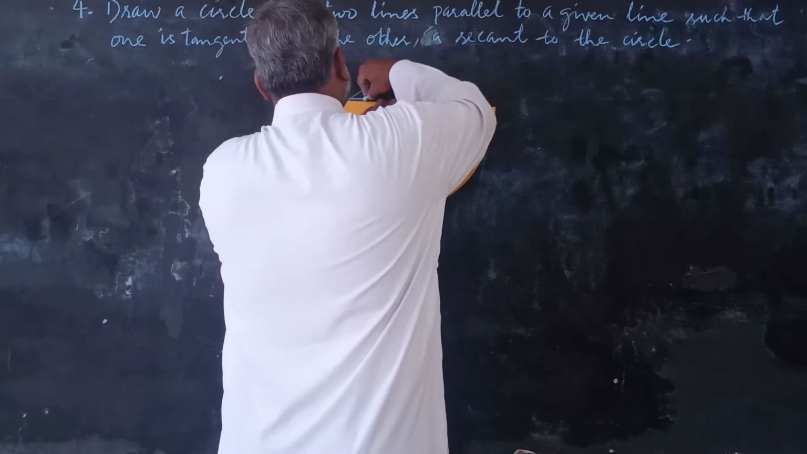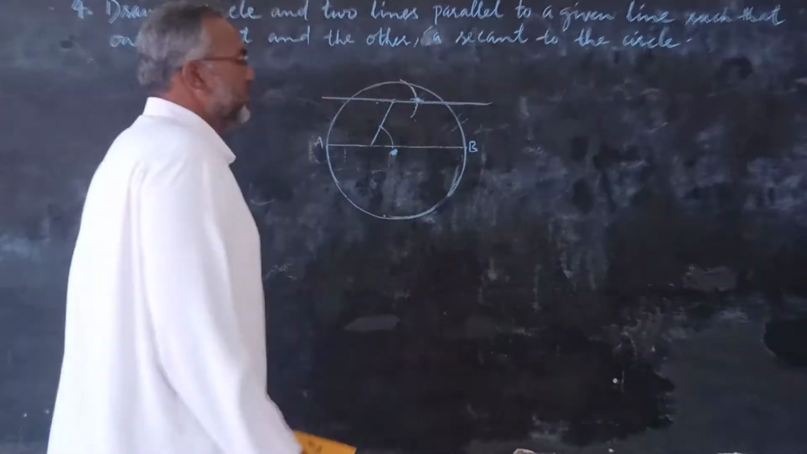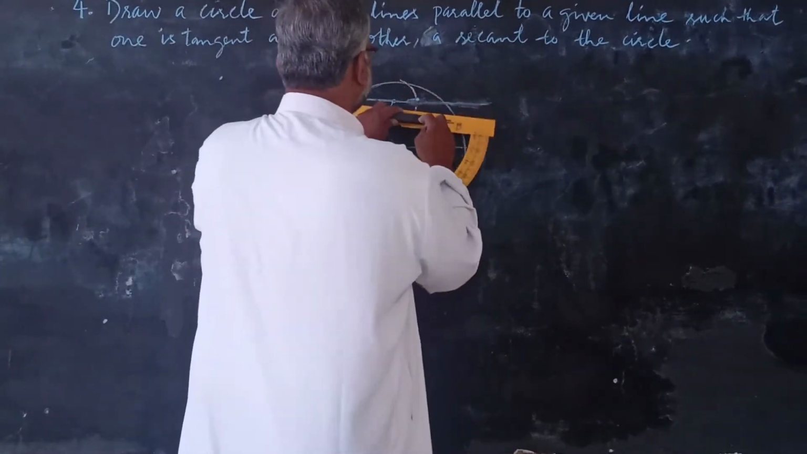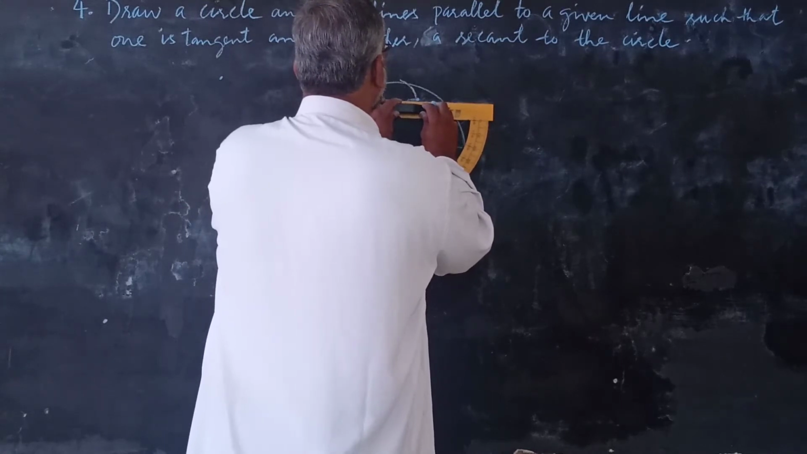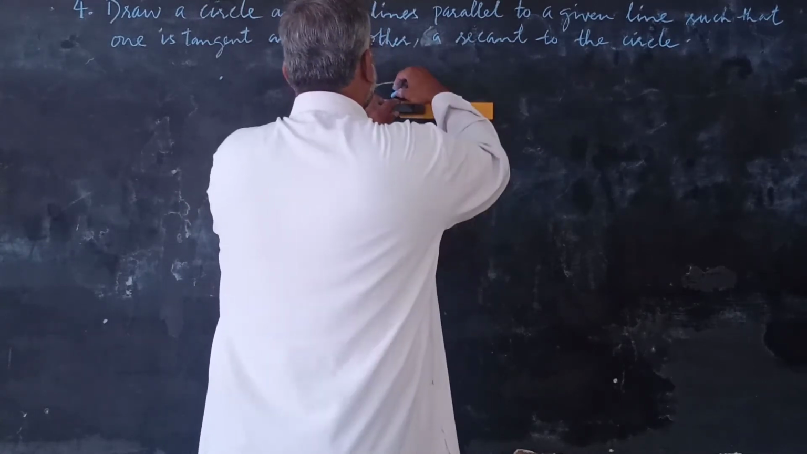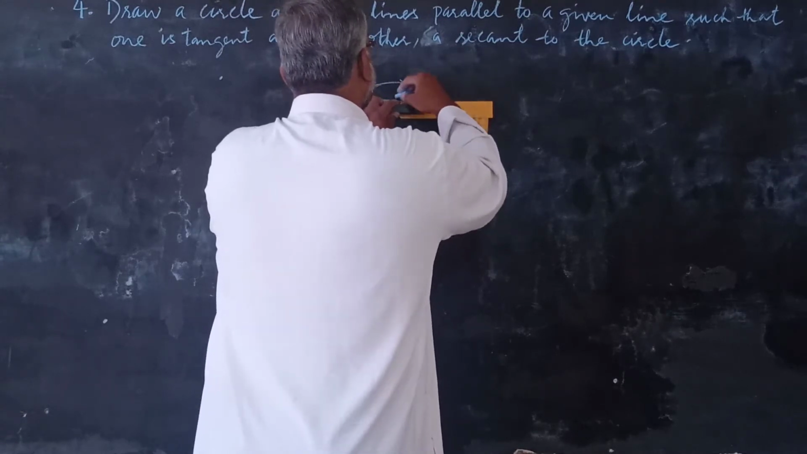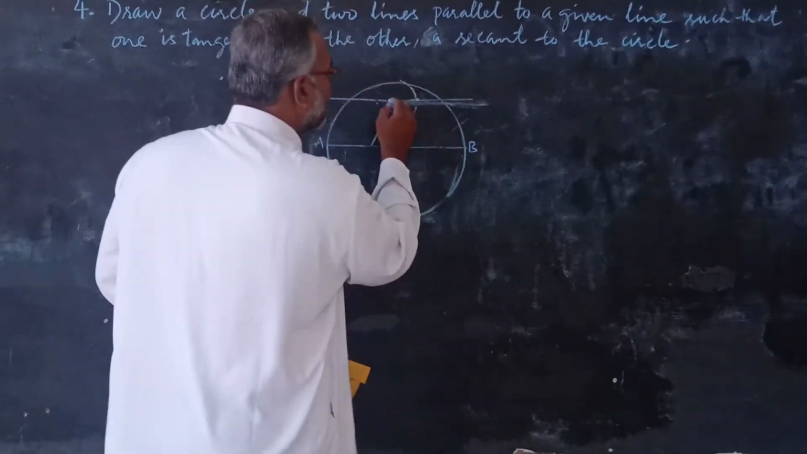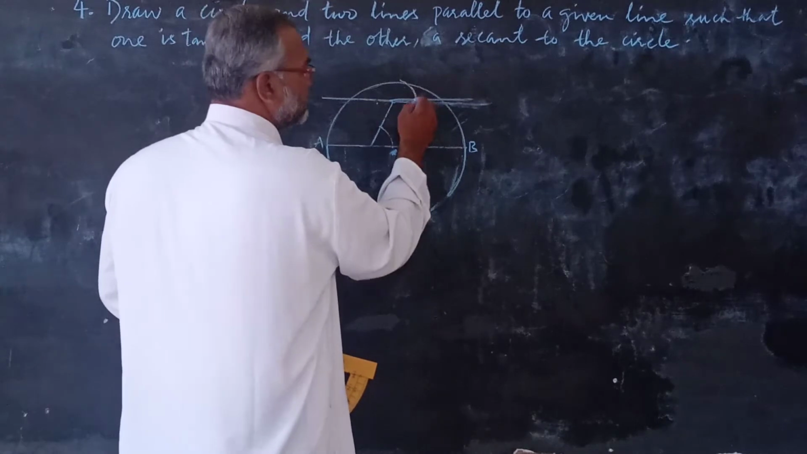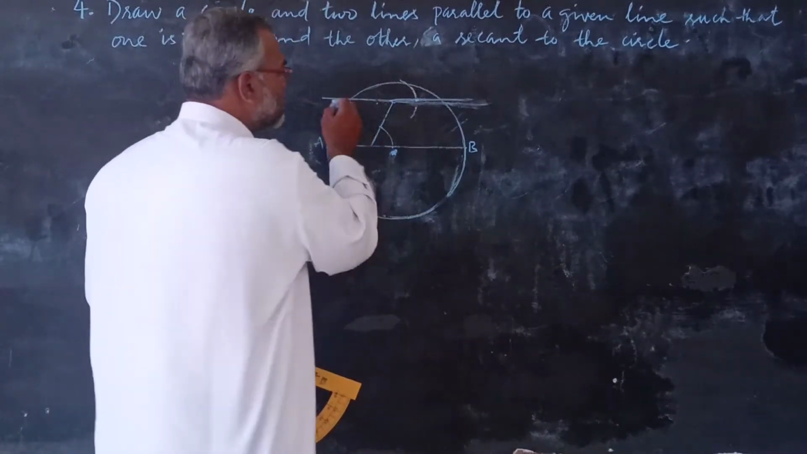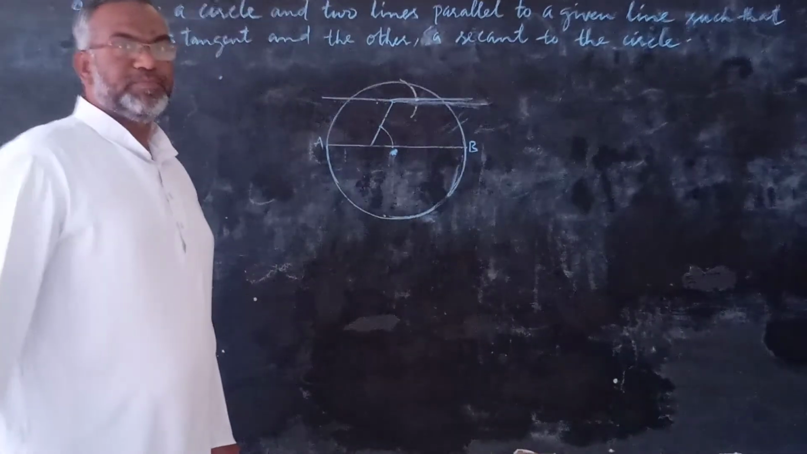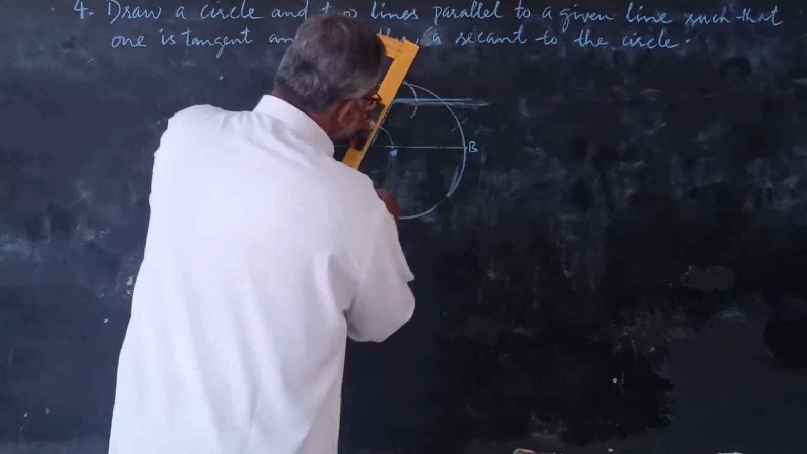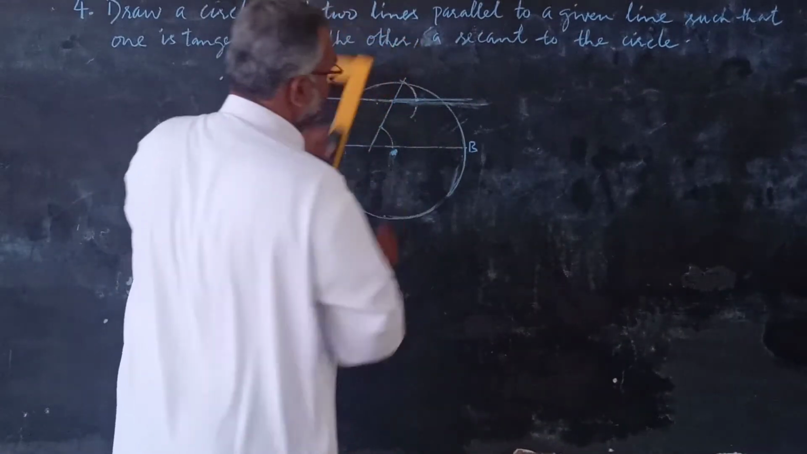And let this line pass through this point, right? So these 2 lines are parallel to each other. Or do one thing, extend this line. In fact, extend this line.